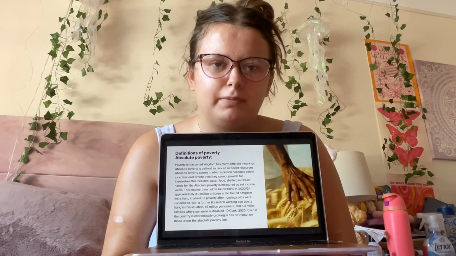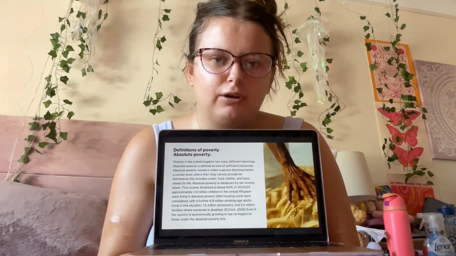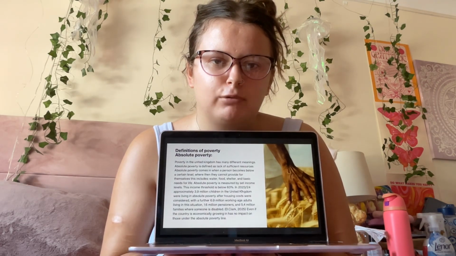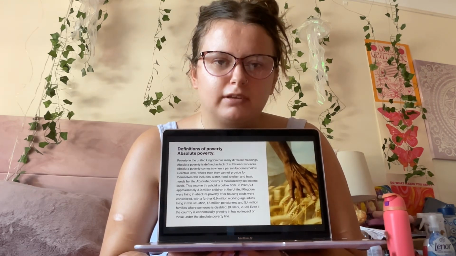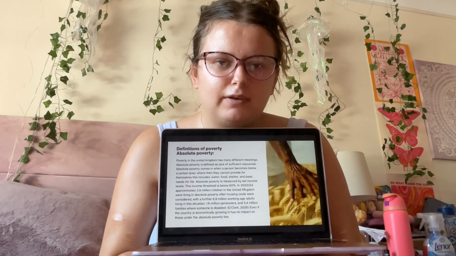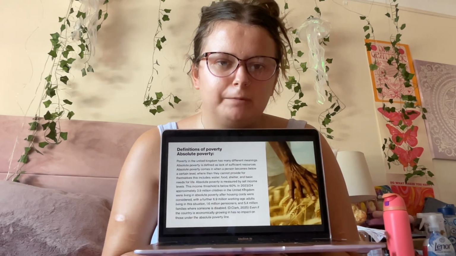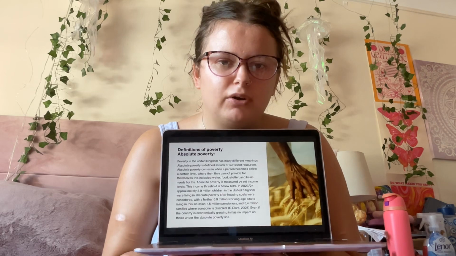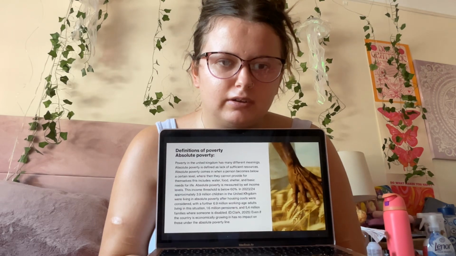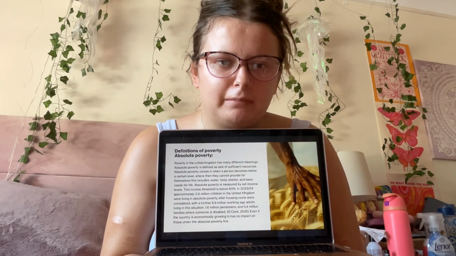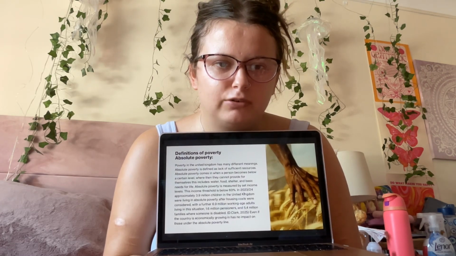Absolute poverty is measured by income levels. The income threshold is below 60%. In 2023-24, approximately 3.9 million children in the United Kingdom were living in absolute poverty after housing costs were considered, with a further 6.9 million working age adults living in the situation. 1.6 million pensioners and 5.4 million families where someone is disabled.